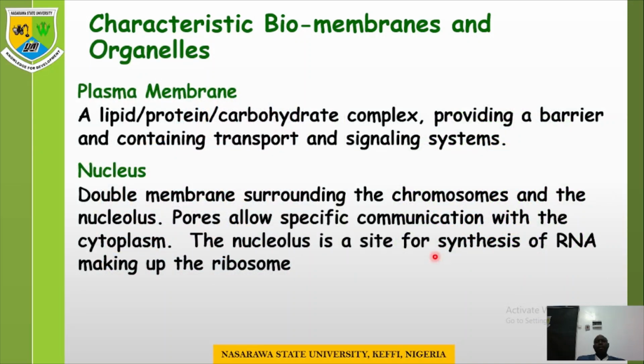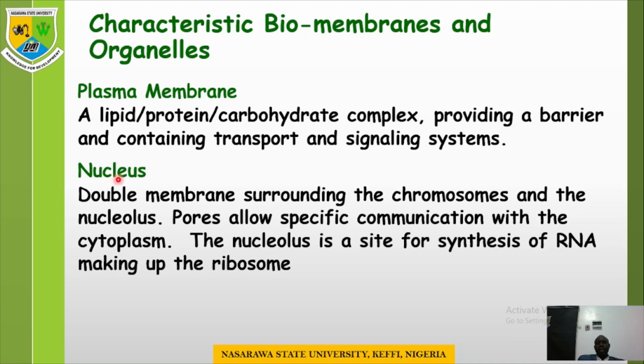Characteristics of biomembranes and organelles. You have the plasma membrane. It has lipid, protein, carbohydrate complex. The plasma membrane, that's the coverage covering the cell. It serves as a barrier that prevents the entrance and exit of molecules. This is very important. We shall see it later because it's very important in transport and signaling systems, synthesis of ATP and all sorts of things. The integrity of the cell membrane is very important.